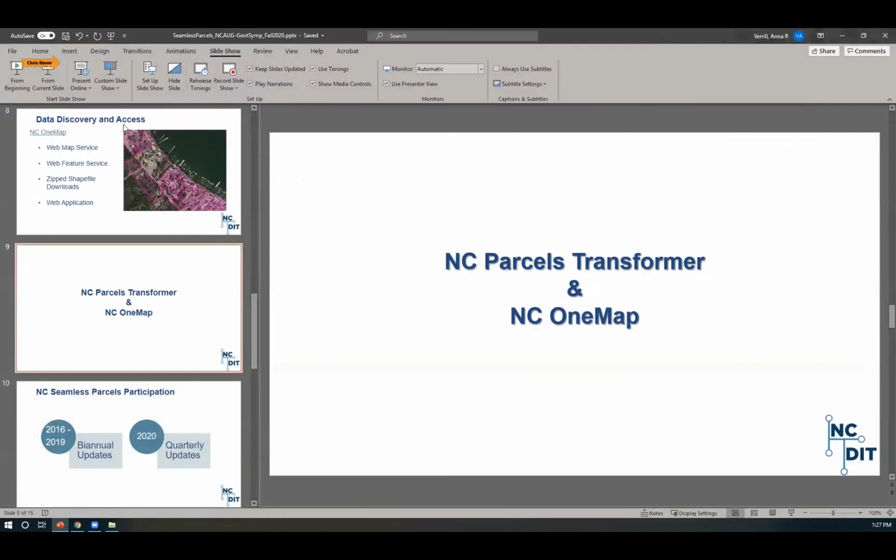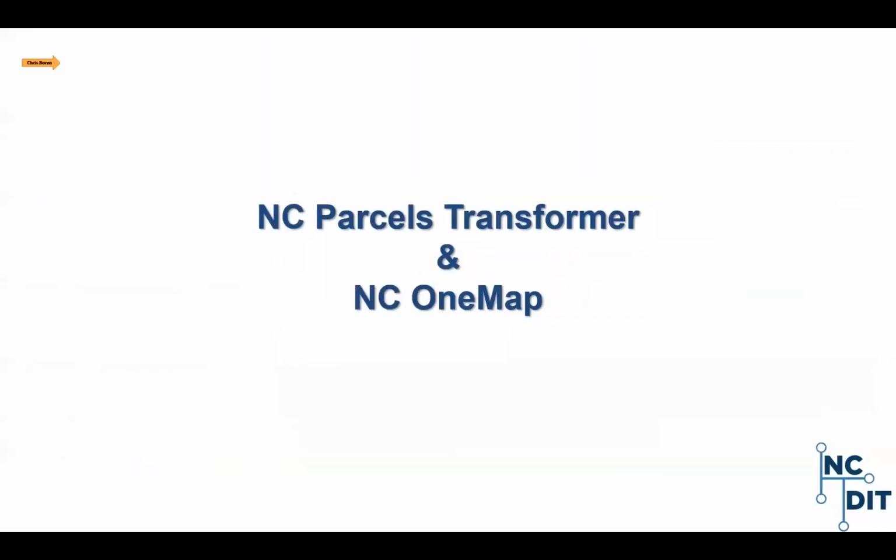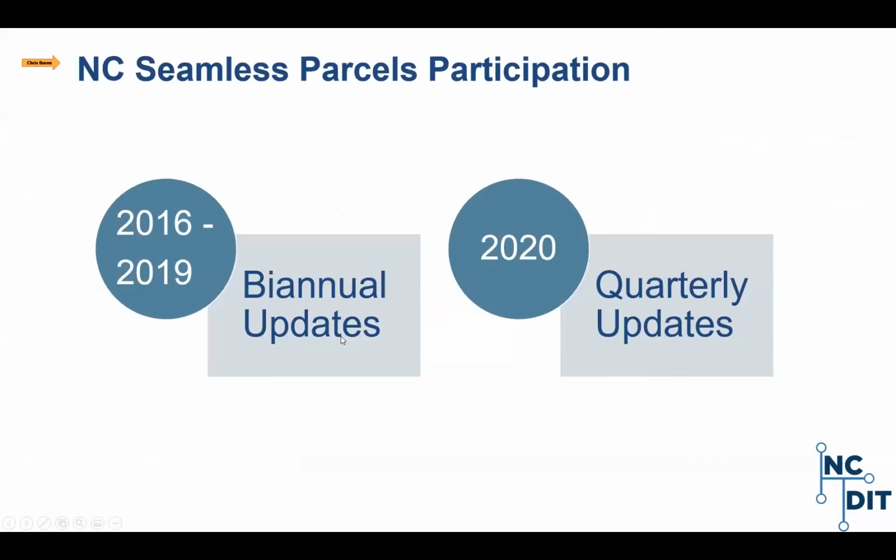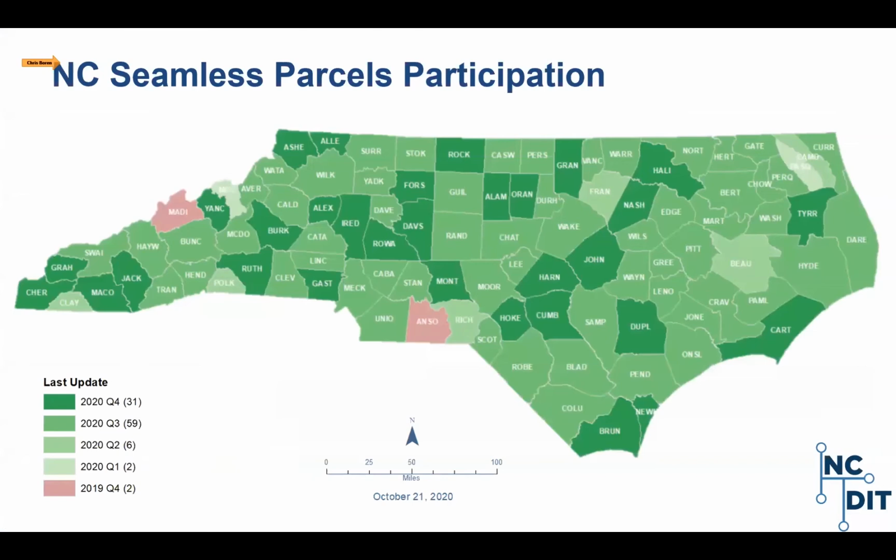So coming back to the presentation, I'll just wrap things up here. In terms of parcels participation, since 2016, there have been biannual updates occurring every spring and fall. But starting earlier this year, Q1 2020, we've encouraged quarterly updates to the statewide data set. And since these quarterly updates began back in January, 98 counties have provided updates throughout the year, which is fantastic. 43 counties provide updates every quarter, so that's almost half. It's great.